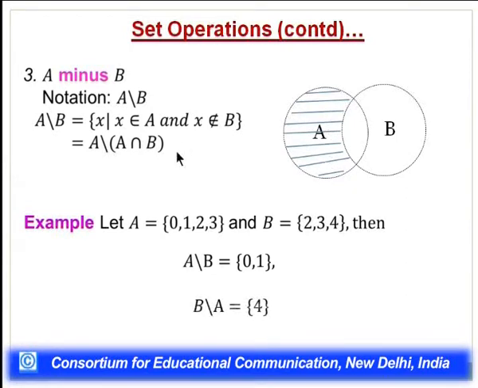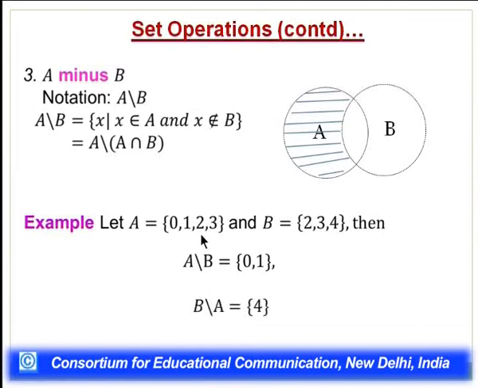And mathematically, this is nothing but A minus A intersection B. So A minus B is the set of all elements X such that X belongs to A and at the same time X does not belong to B.